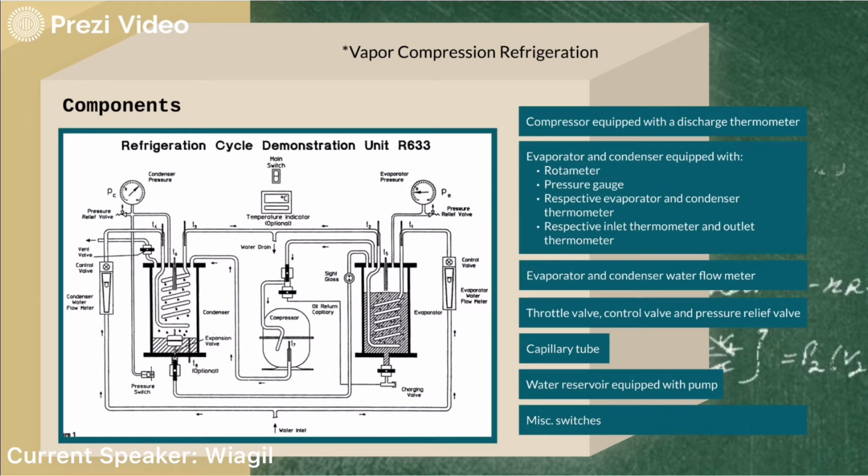There are other components that should be noted, namely the oil return capillary tube. This allows oil to be introduced to the compressor for controlled lubrication. And then we have pressure gauges to observe the condenser and evaporator pressures.